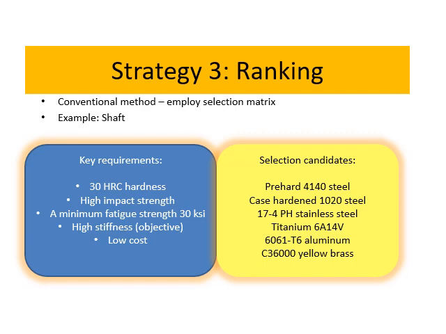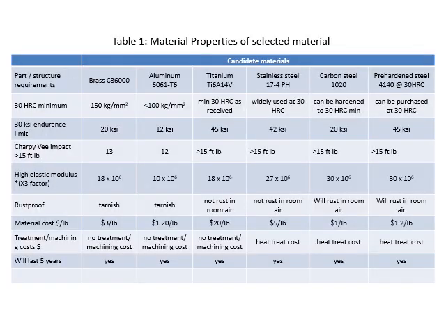Here you have pre-hardened 4140 steel, okay, and then you have case hardened 1020 steel. You have 17-4 PH stainless steel, titanium aluminium vanadium alloys, and then you have T6 aluminium 6000 series, and also yellow brass C36000. As shown in table 1, this is the selection matrix table for all candidate materials. You can list down the material properties as per quantities of an objective.